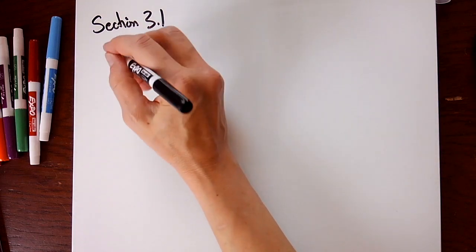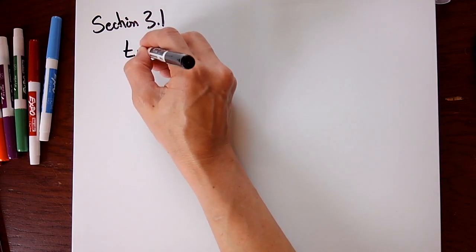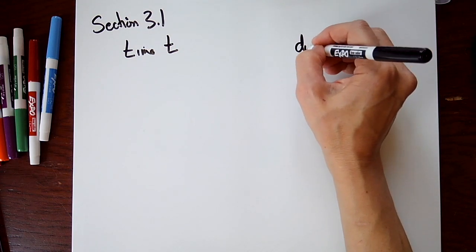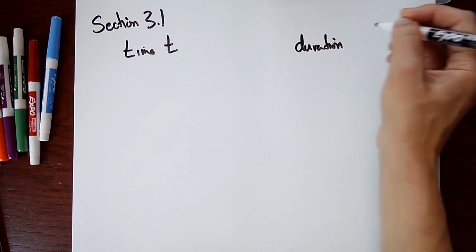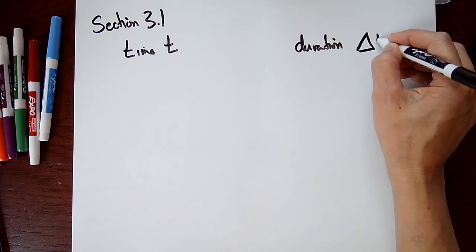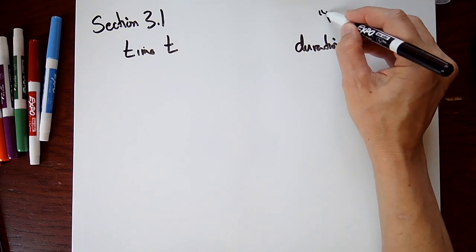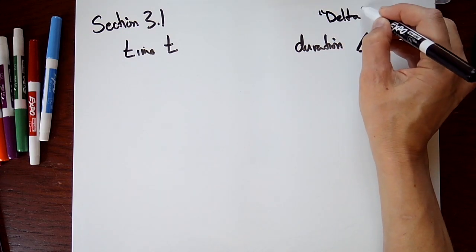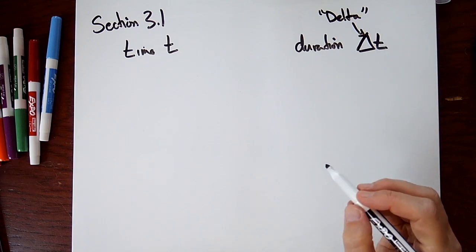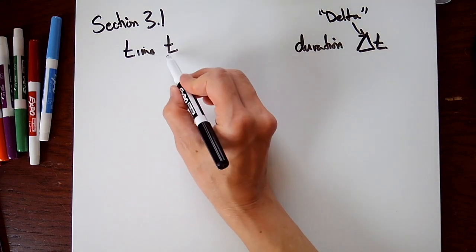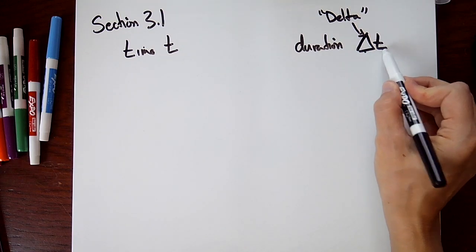So this is the lecture on section 3.1 on position and displacement. I'm actually going to start us off looking at time, which we'll symbolize with t, and duration, which we'll symbolize as a delta t. And if you've not seen this triangle before, that is the capital Greek letter delta, which is what we often use in physics and math to symbolize change. So this is time and this is change in time.